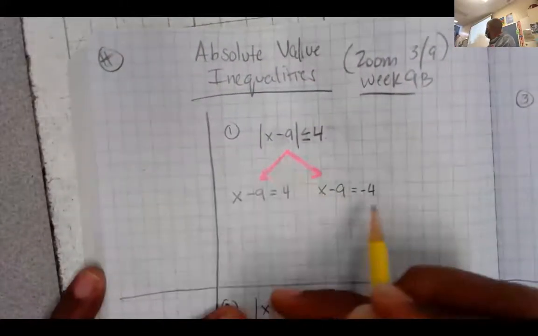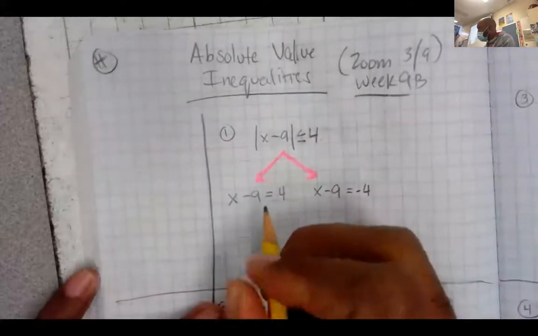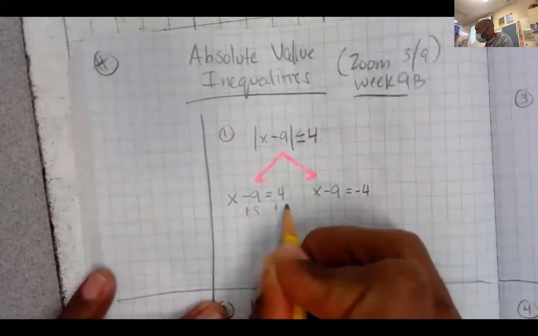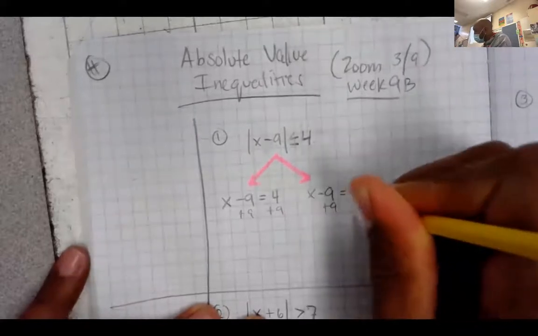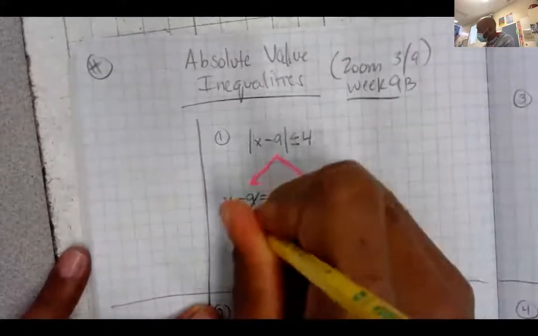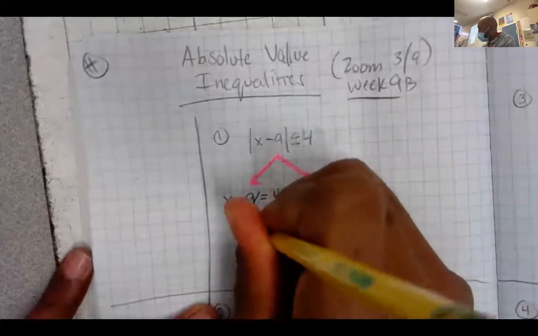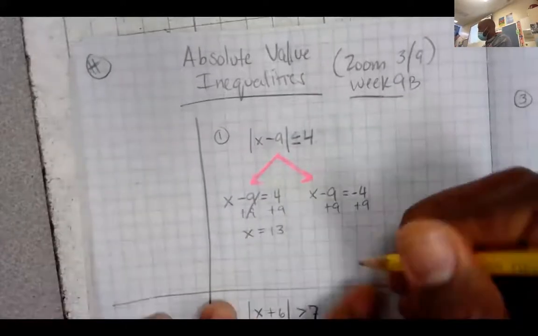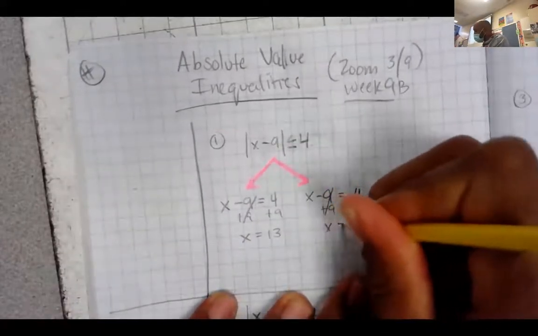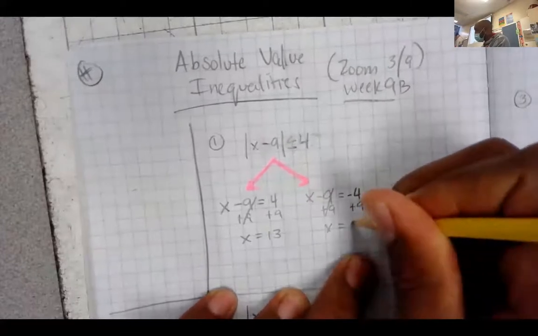All right, so now we're going to solve each of these. So first, we're going to add 9 here on both sides. And on the second equation as well. That cancels. We have x equals 13. And then that cancels, and we have x equals -4 plus 9. That's going to be 5.